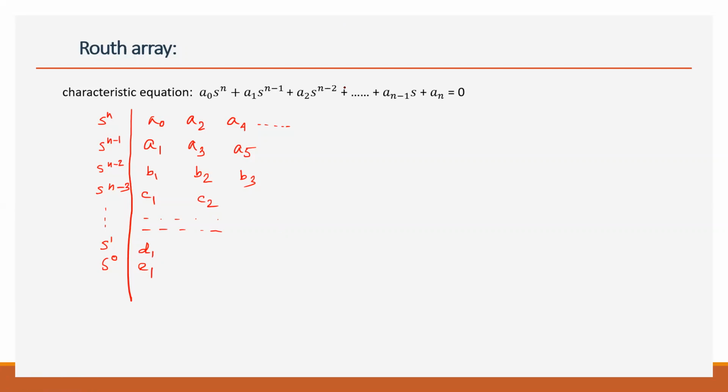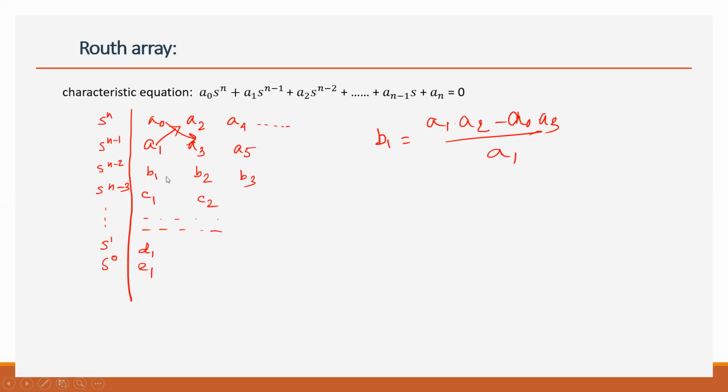So b1 is derived just like this. A1 into A2 minus A0 into A3, divided by A1. This is how you derive B1.